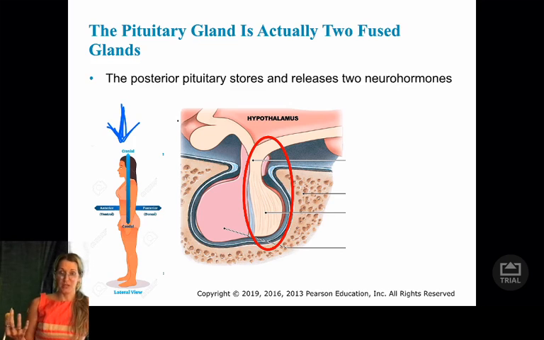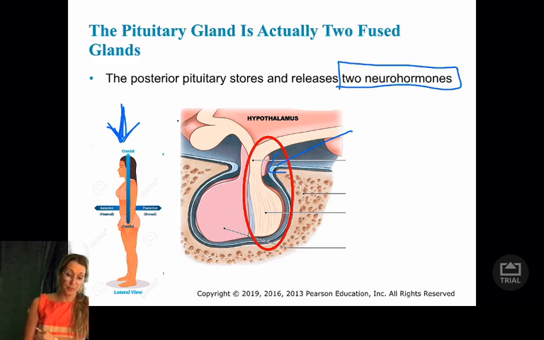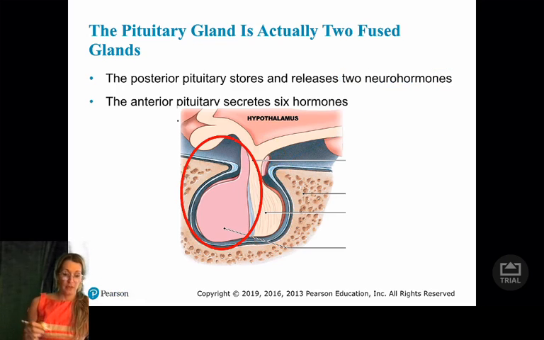The posterior pituitary, so the pituitary toward the back of your head, stores and releases two neurohormones. So neurohormones are released from nervous tissue into the blood. The posterior pituitary is actually nervous tissue. The anterior pituitary, so front, secretes six hormones. So this front anterior pituitary secretes 6 different hormones.